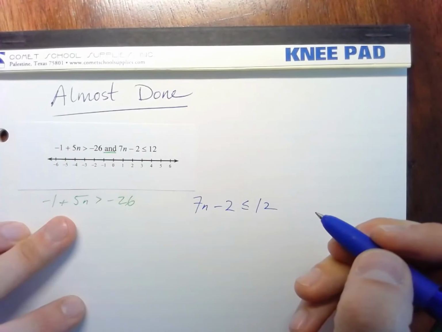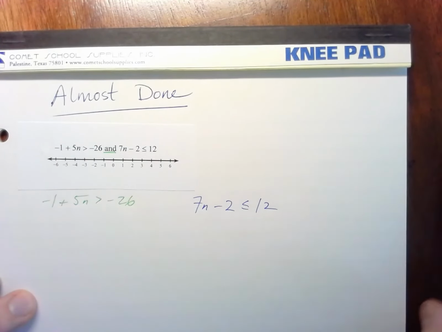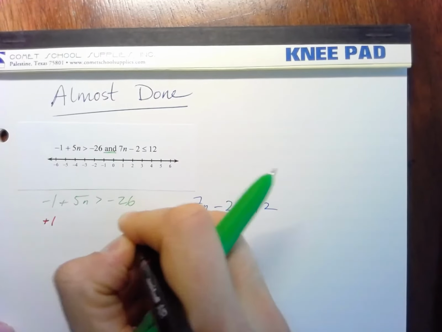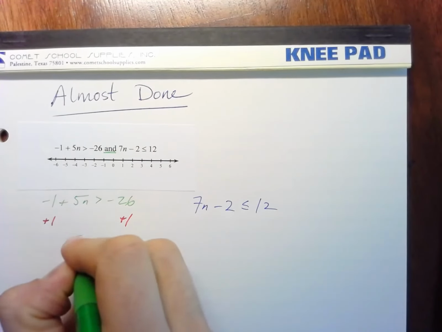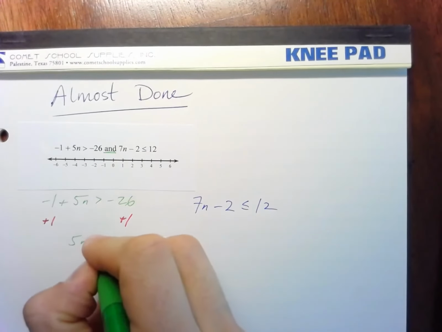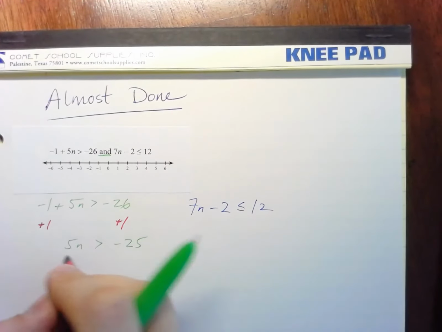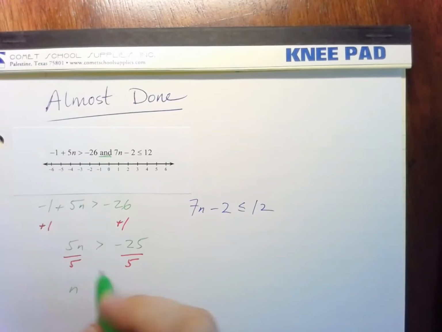Okay, negative 1 plus 5n greater than negative 26. And 7n minus 2. Great. Okay. So what are we going to do here? We're going to add 1. Of course, we then have 5n. We're not changing the sign, and we get a negative 25. Dividing by 5. We're not changing the sign because we didn't divide by negative 5. So n is greater than negative 5.